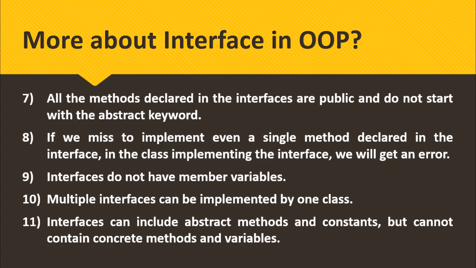Let's see more about interface. All the methods declared in the interfaces are public and do not start with the abstract keyword. If we miss implementing even a single method declared in the interface, in the class implementing the interface, we will get an error. Interfaces do not have member variables. Multiple interfaces can be implemented by one class. Interfaces can include abstract methods and constants but cannot contain concrete methods and variables.